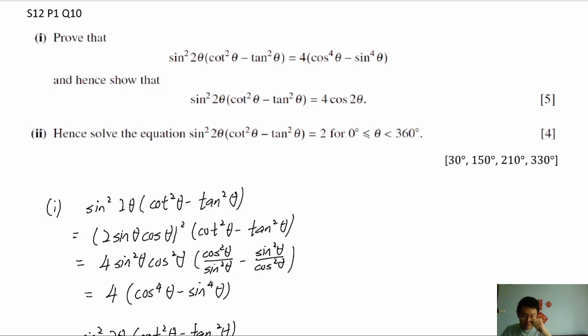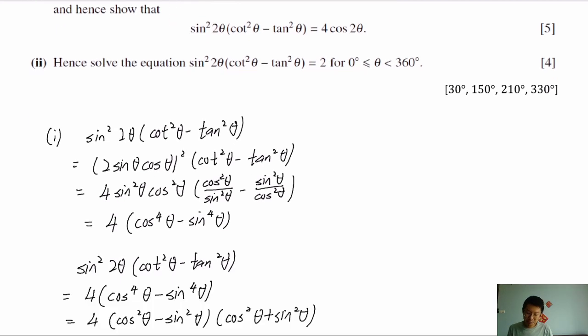For the third question, the first part is to prove that sine squared 2 theta times cot squared theta minus tangent squared theta is equal to 4 cos power 4 minus sine power 4. For this one, how we start is just look at the angles. We have got 2 theta here. We just have to use the double angle to express everything in terms of theta. So we start by first using sine 2 theta equals 2 sine theta cos theta. In this case, we are squaring the whole thing. The whole thing must be squared. So we have got a 4 there.